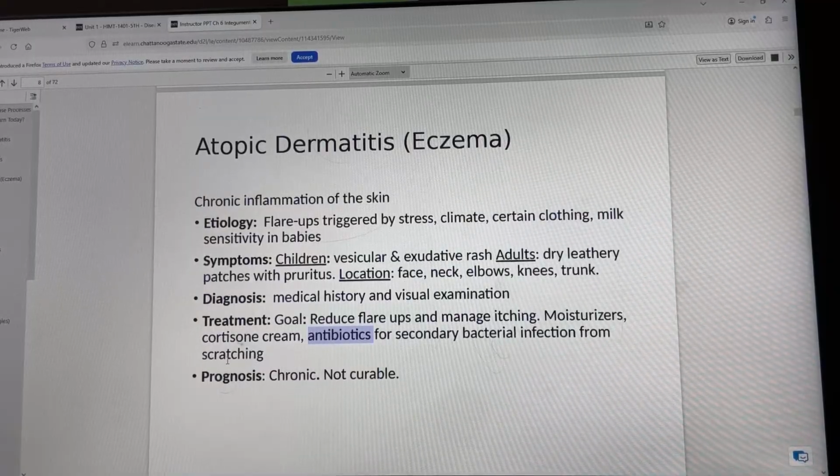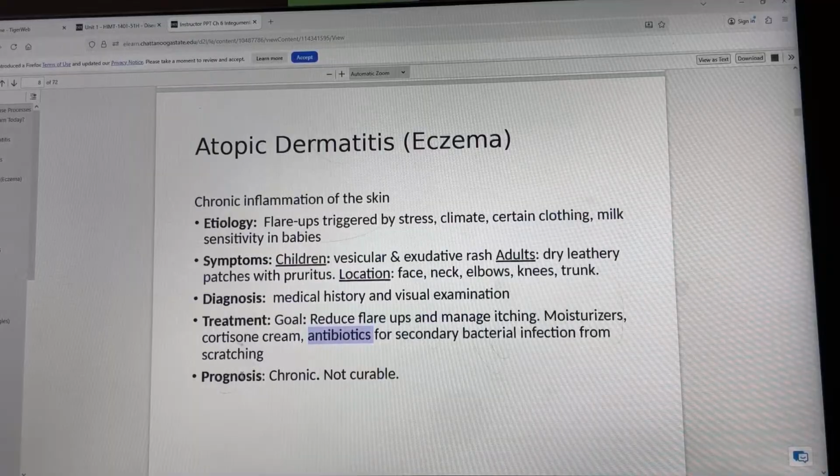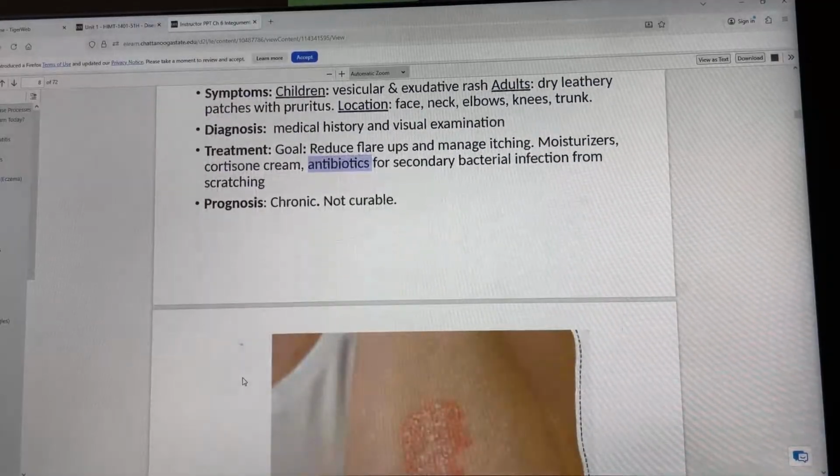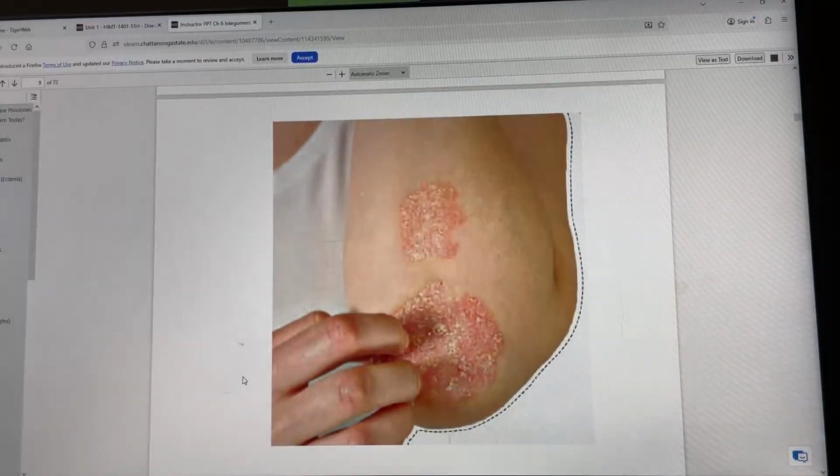And again, prognosis, this is a chronic condition. It's not curable. It's just something you manage and deal with. Okay? Any questions on that?